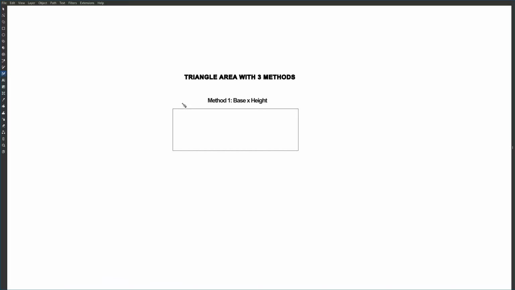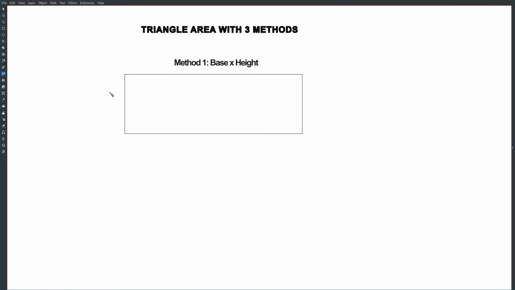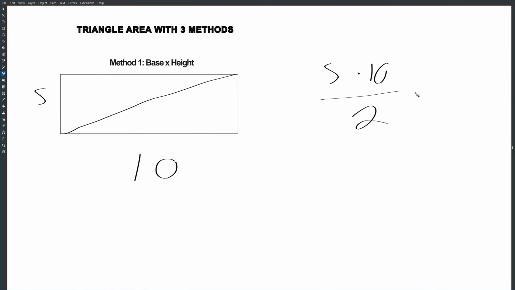Okay, in this video, I'll be showcasing three methods for triangle area. The first method is base times height divided by 2. So I'm sure you've seen this in middle school where we have 5 here, 10 here. Okay, that's the area of a rectangle, right? If we want the area of a triangle here, we just split it in half. So we do 5 times 10 divided by 2 for triangle area. So this would be 25.